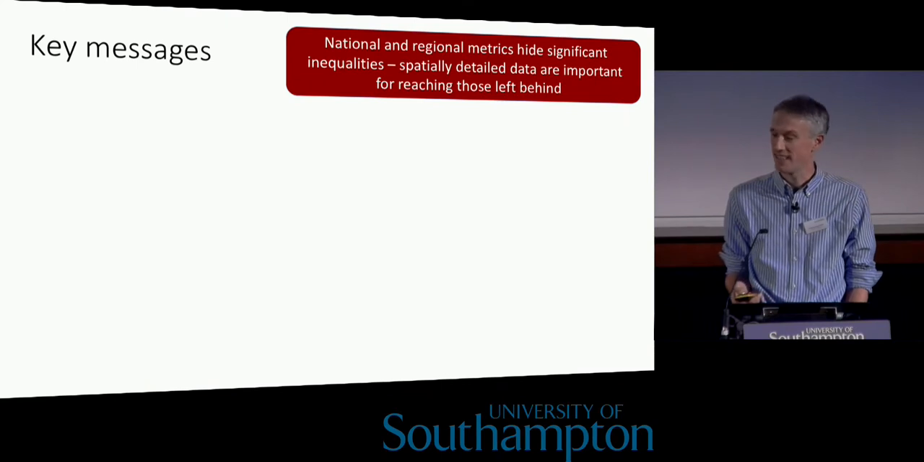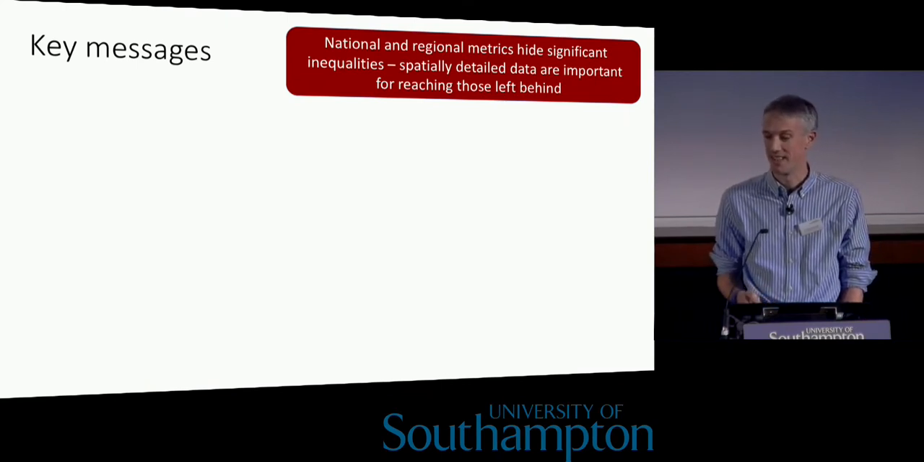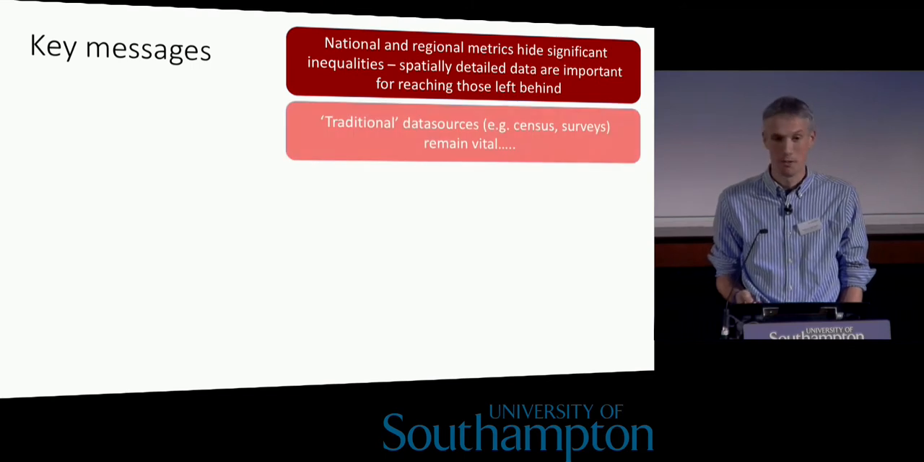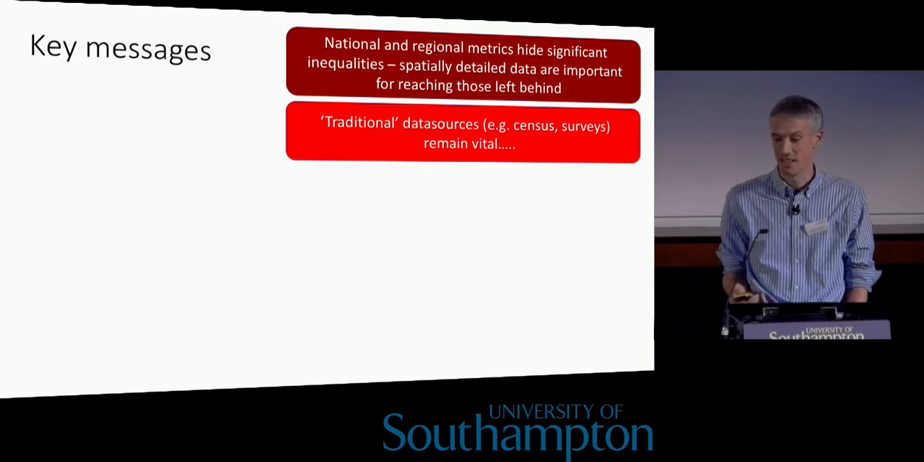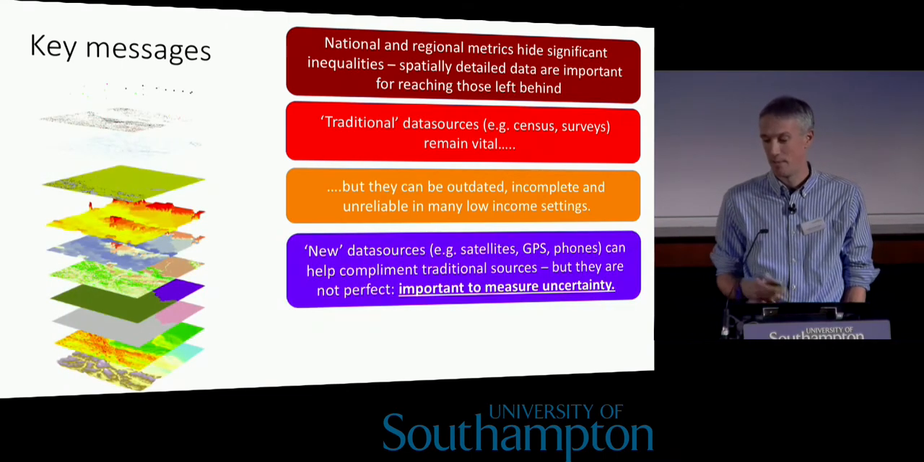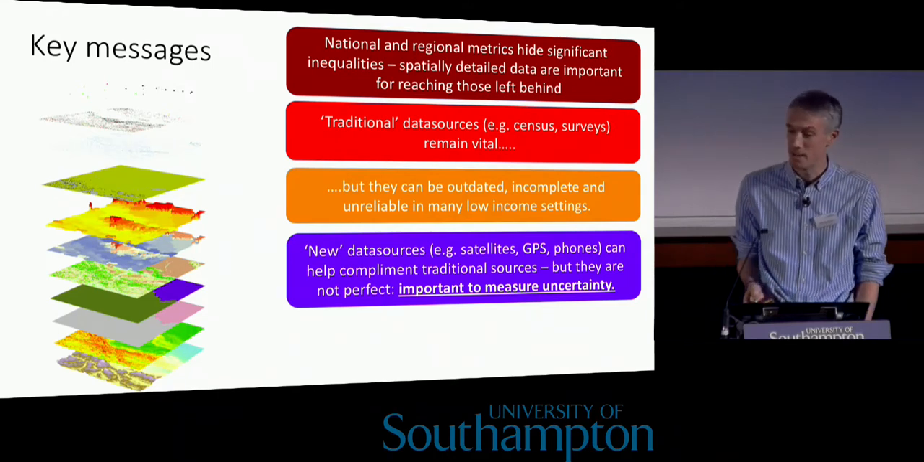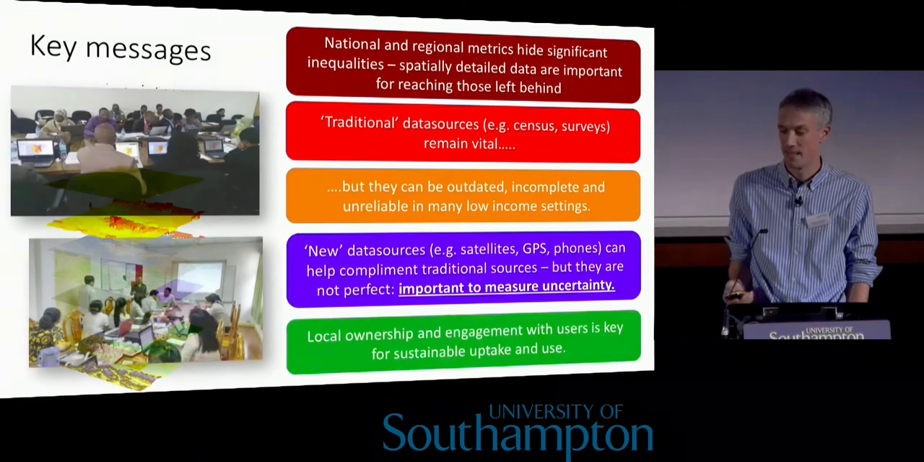So just to finish, hopefully I've shown that those national and regional metrics hide significant inequalities. And it's important for reaching those left behind. Those traditional data sources remain vital. We need those censuses and surveys, but they can be outdated and incomplete. There are challenges for countries to collect that data. So those new data sets can help complement them, fill in some gaps, but they're not perfect. So we need methods to measure that uncertainty.